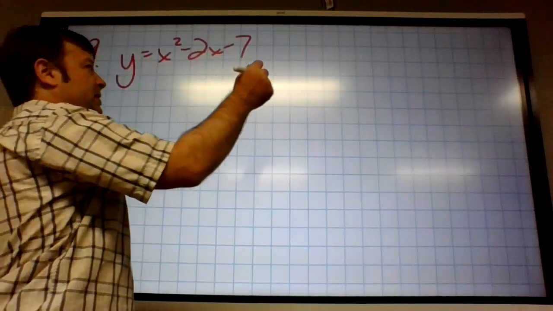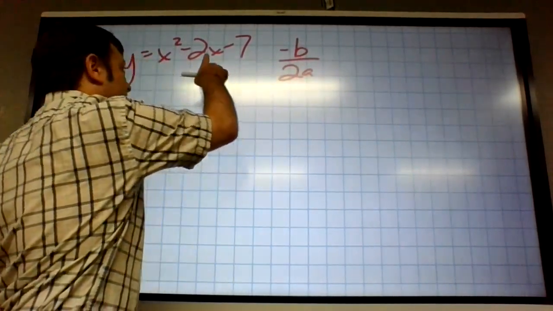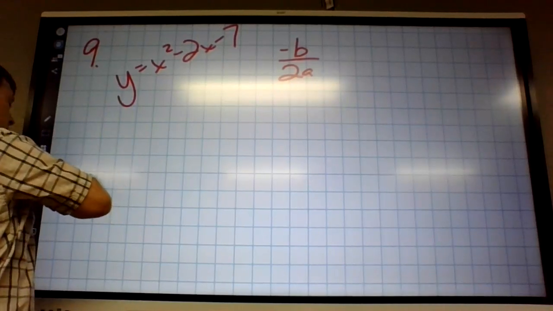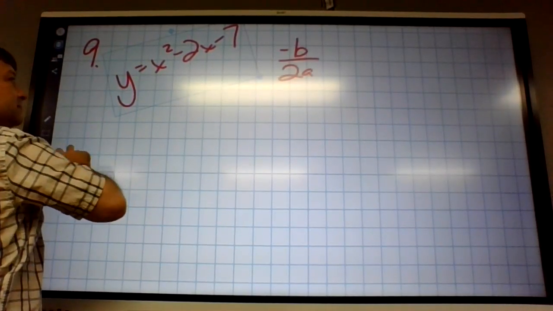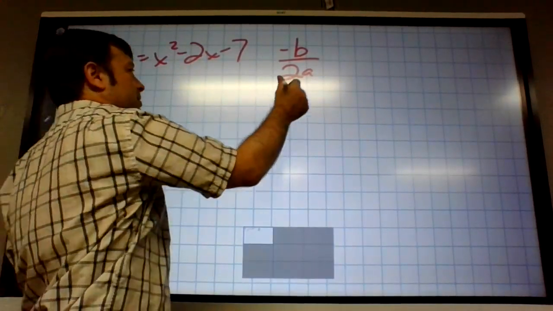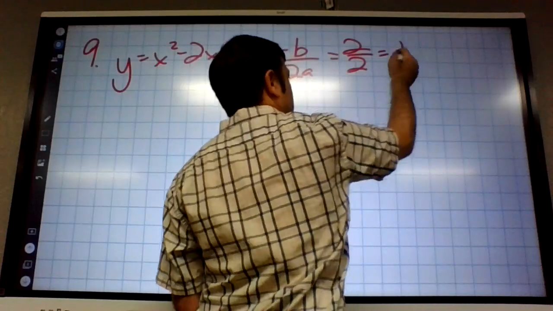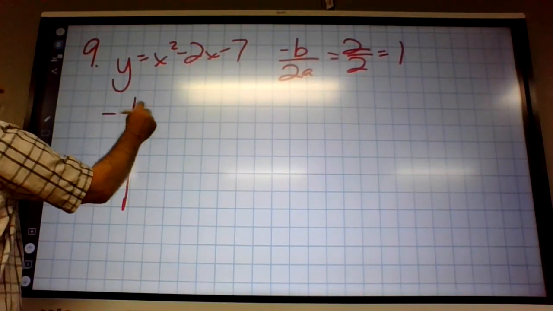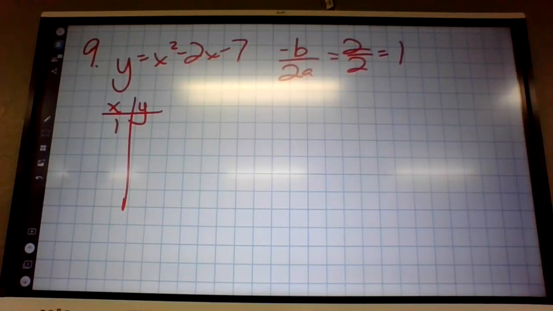Negative b over 2a to help us find the vertex. So negative b would be negative negative 2, positive 2. Okay, so we got 2 over 2 times 1. 2 over 2 is 1, so that is going to be the x-coordinate of the vertex.